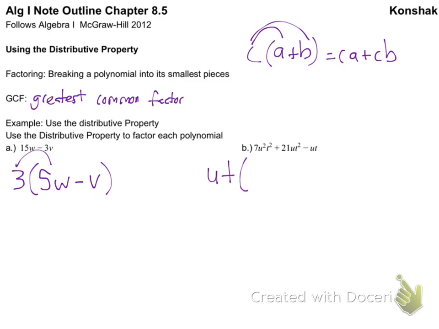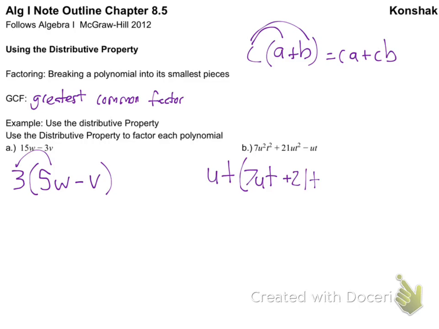what's left on that first term? What's 7u squared t squared divided by ut? 7ut. Because what happens when you divide a base with the same exponent? Or same base, what do you do to their exponents? You subtract them. 2 minus 1 is 1. 21ut squared divided by ut. It's a positive, because a positive divided by positive. It's positive 21t.